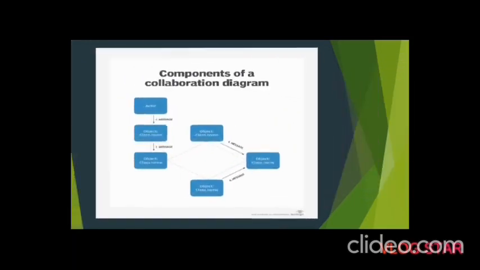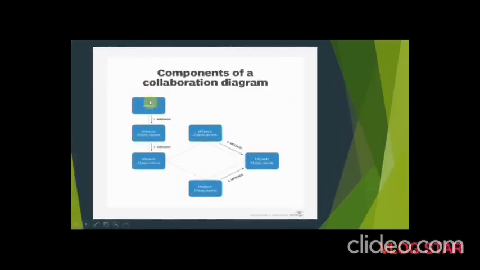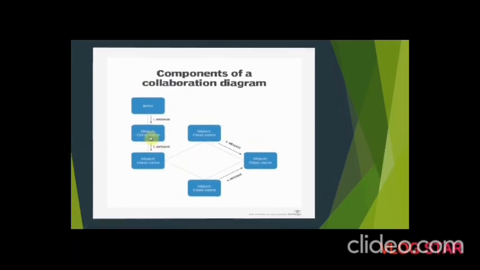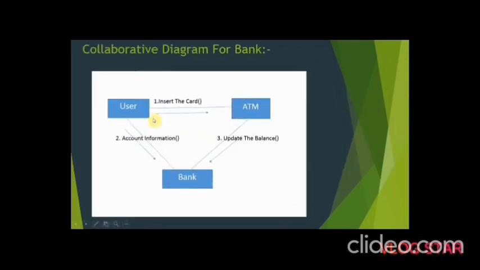These are the components of diagram. This is actor. This is message between two communicating objects, and these are the objects. As we talked earlier, the naming convention is object name, semicolon, class name. This is the collaborative diagram for bank. Here there are three objects, that is bank, ATM and user, which are going to interact. This diagram is also called as communicating diagram as communication happens between objects.